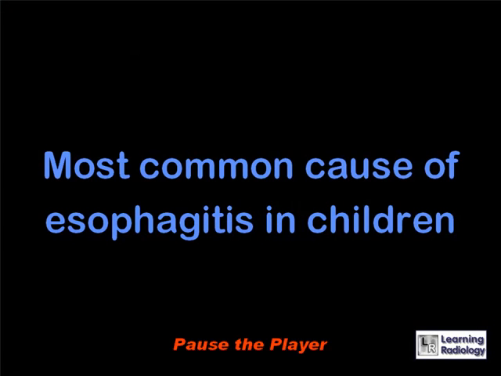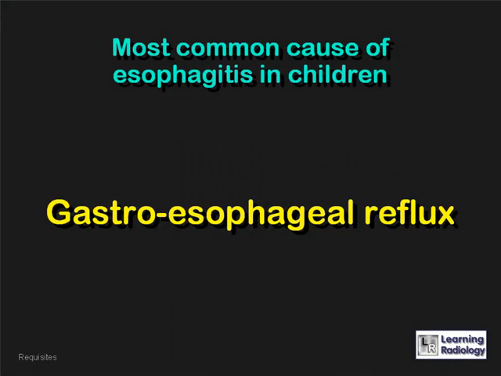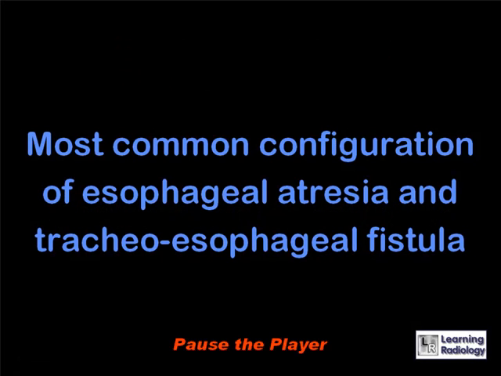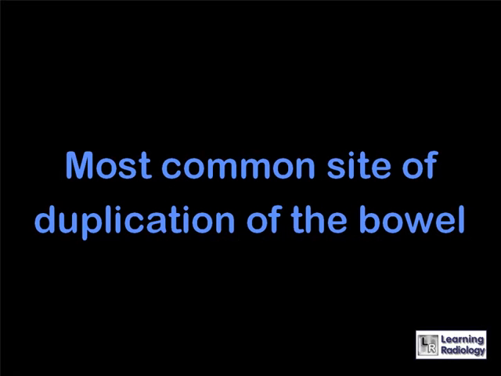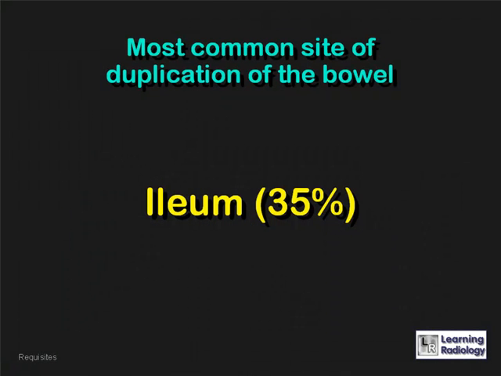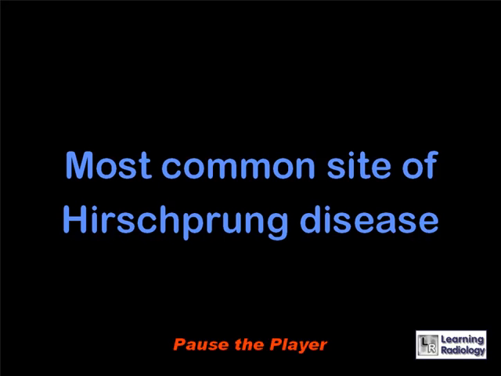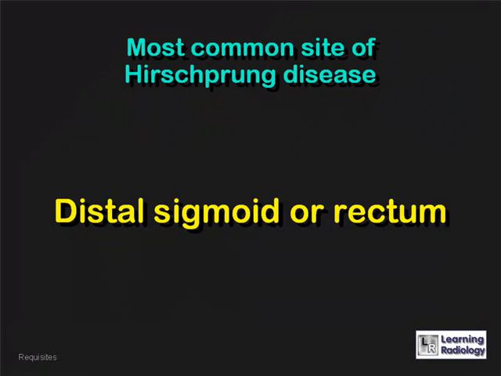What is the most common cause of esophagitis in children? Gastroesophageal reflux. What is the most common configuration of esophageal atresia and tracheoesophageal fistula? Proximal esophageal atresia with a distal TEF. What is the most common site of duplication of the bowel? The ileum. What is the most common site of Hirschsprung disease? The distal sigmoid colon or rectum.